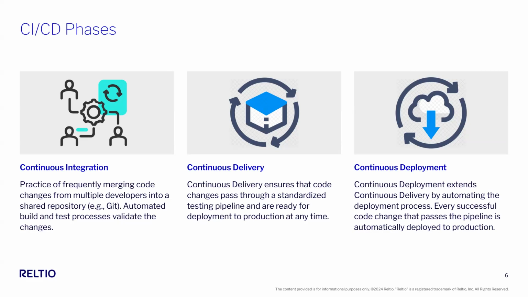And finally, continuous deployment. It's the next step after the testing or the quality assurance process, which automates the actual deployment to the tenant or environment of your choice. So every successful code change which passes through this pipeline, the CI/CD process would automatically get deployed to production or any other environment of your choice, right? These are the three phases on a high level. Continuous integration is the first thing, then delivery, and finally the deployment.